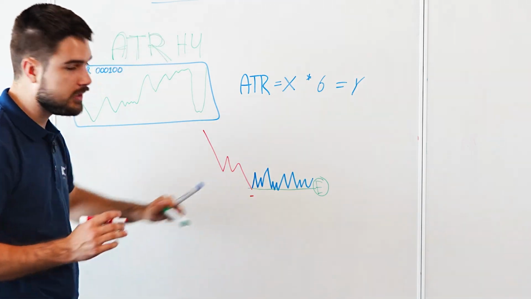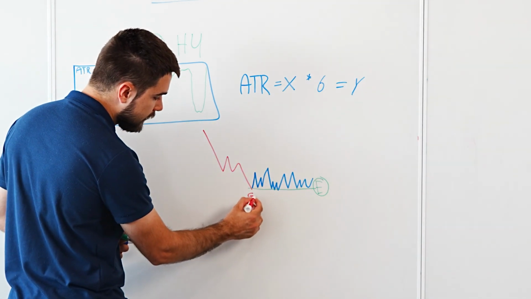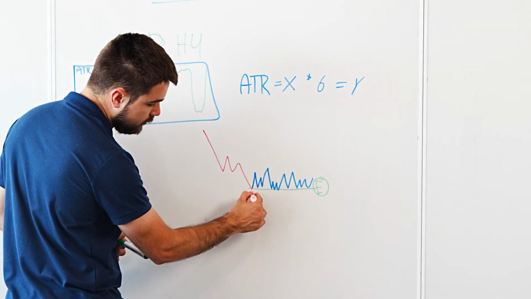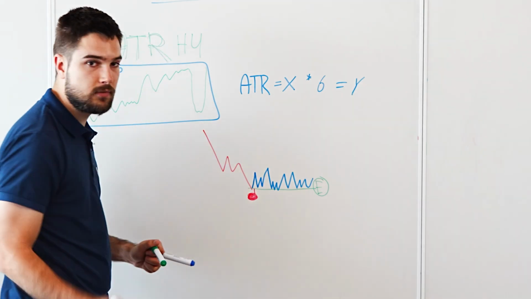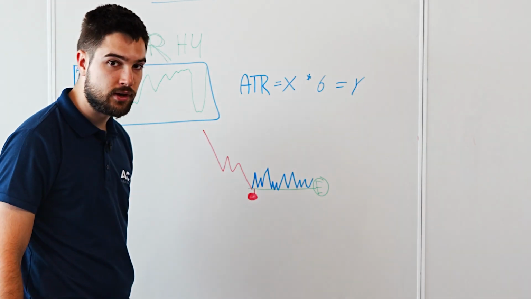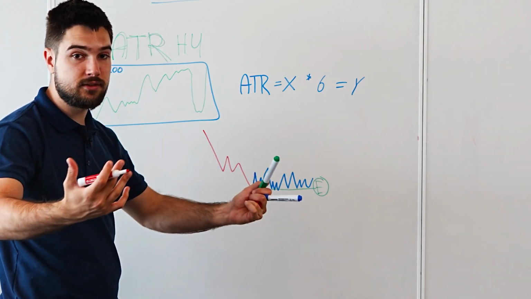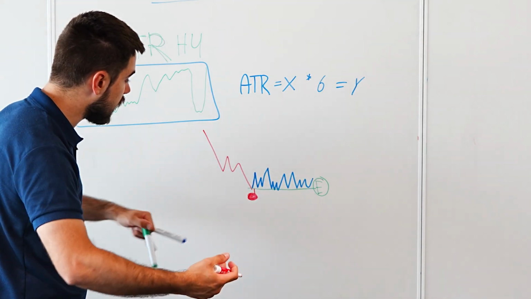Now this is really too small. We can't give the market only this little thing to breathe. We need a more extensive stop loss, right? So how do we do this?